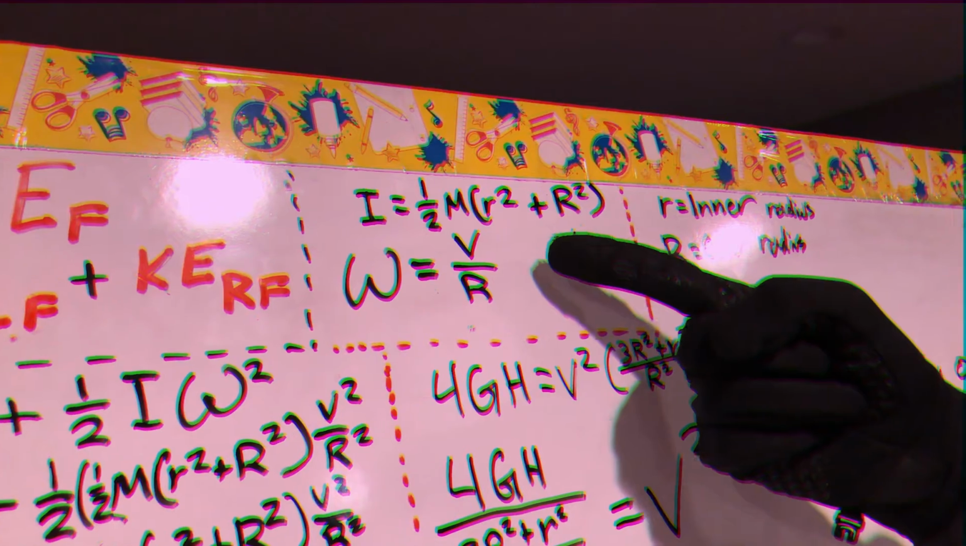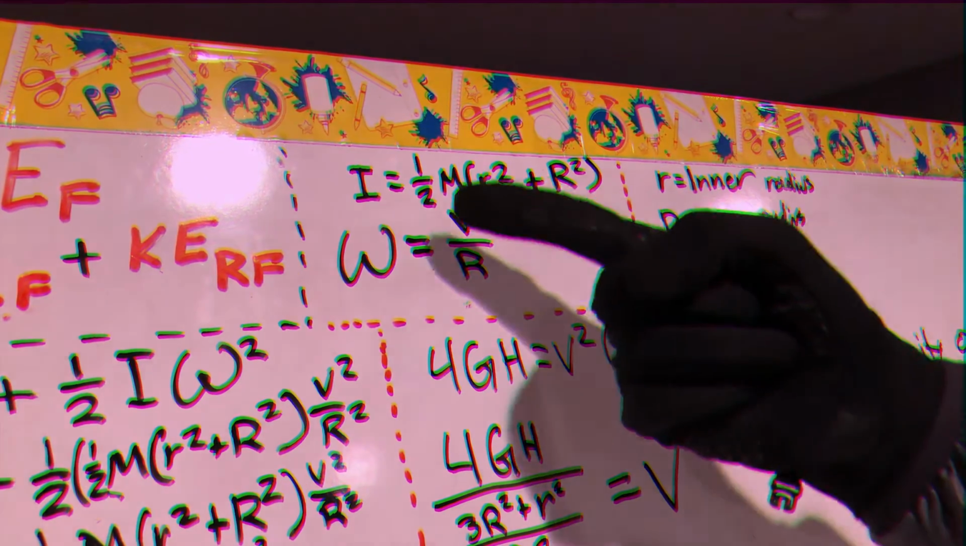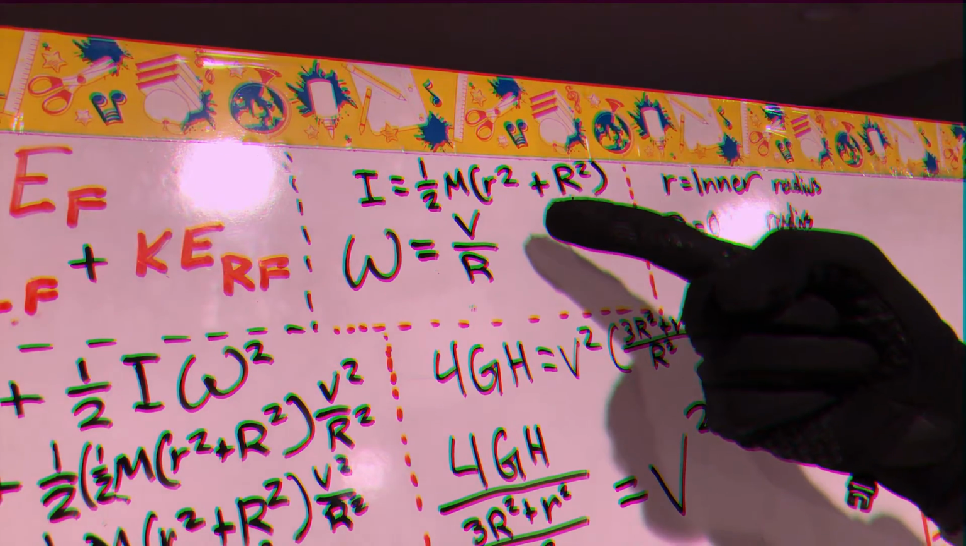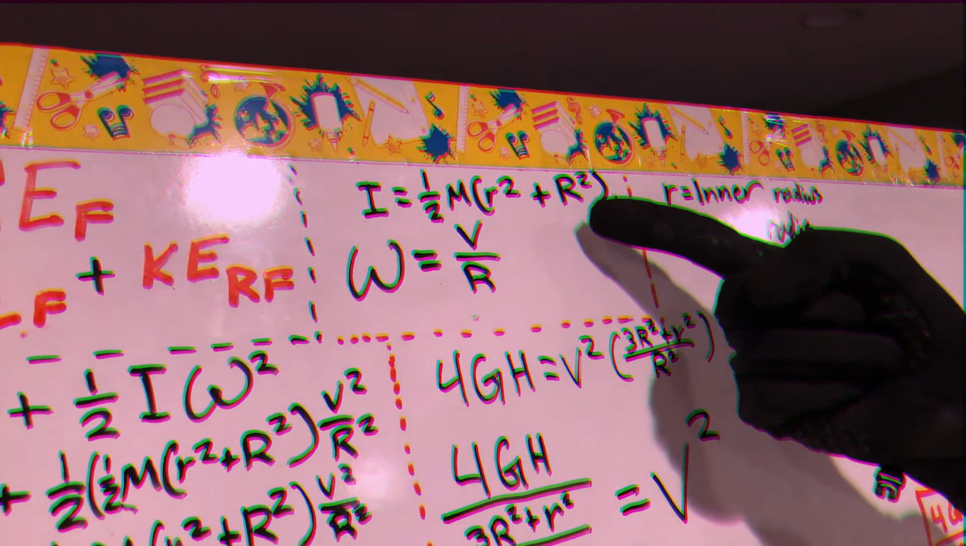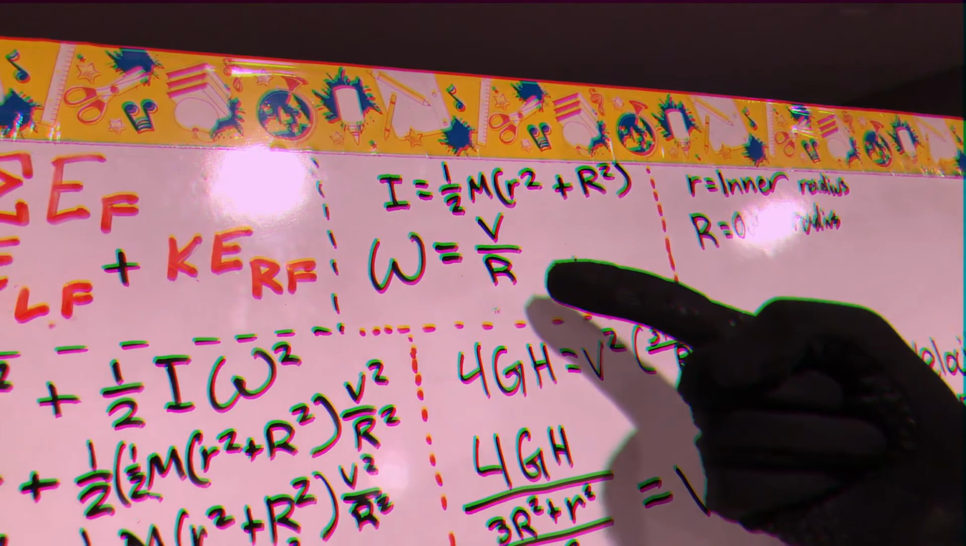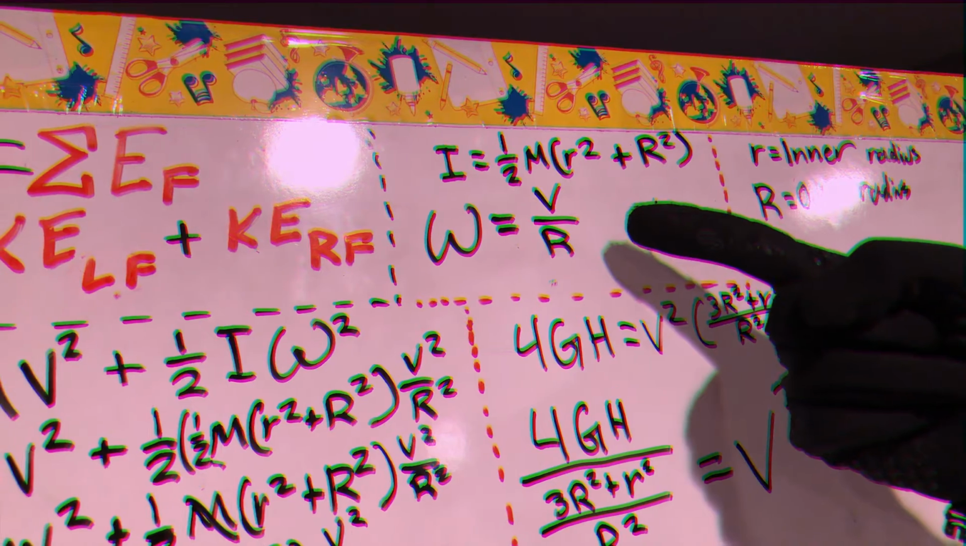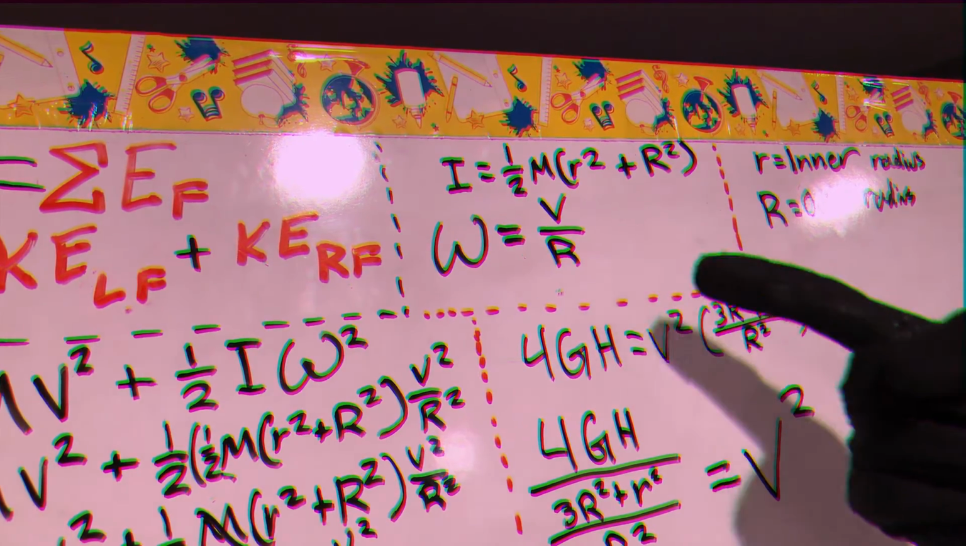The moment of inertia for a cylinder with a hole in the middle is 1/2 m times the inner radius squared plus the outer radius squared. Angular velocity is equal to linear velocity divided by the radius.